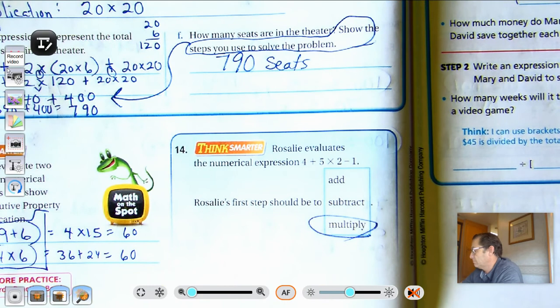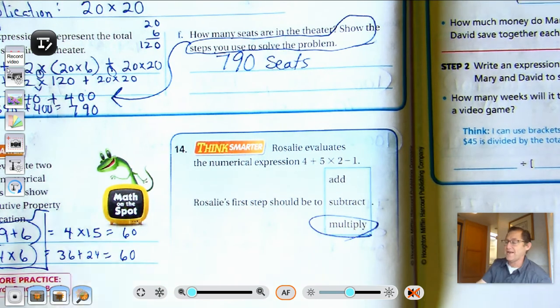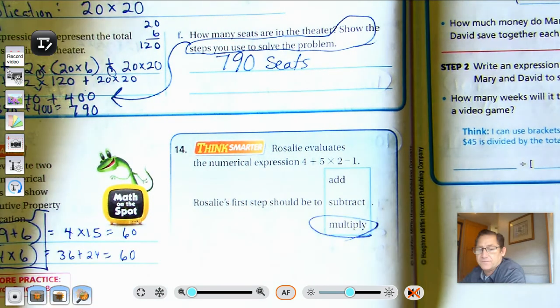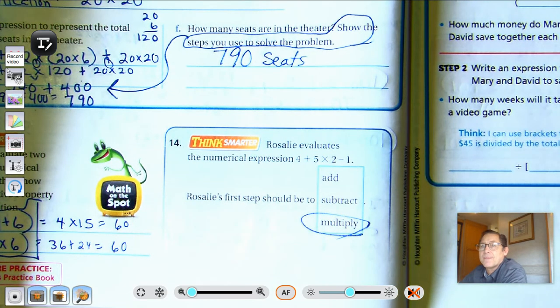All right. So that's it for lesson 111. In our next lesson, we're going to expand this concept of parentheses to include brackets and braces. Those are going to be some additional grouping symbols in lesson 112.